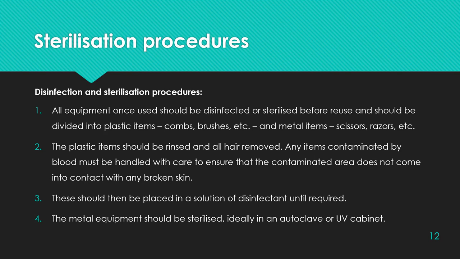Disinfection and sterilization procedures. All equipment once used should be disinfected or sterilized before reuse and should be divided into plastic items and metal items. The plastic items should be rinsed and all hair removed. Any items contaminated by blood must be handled with care to ensure that the contaminated area does not come into contact with any broken skin. These should then be placed in a solution of disinfectant until required. The metal equipment should be sterilized, ideally in an autoclave or UV cabinet.